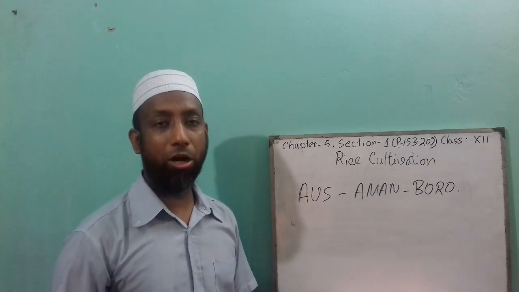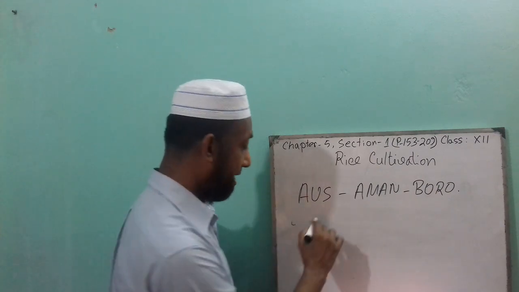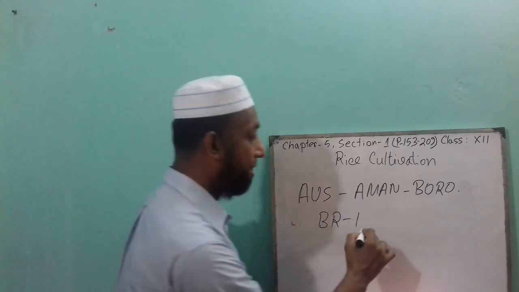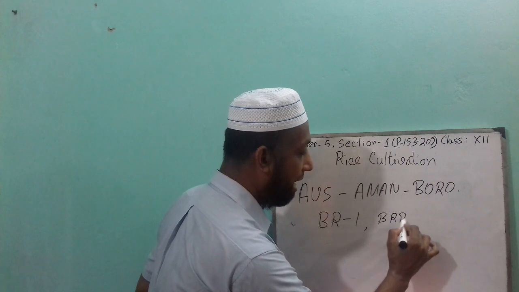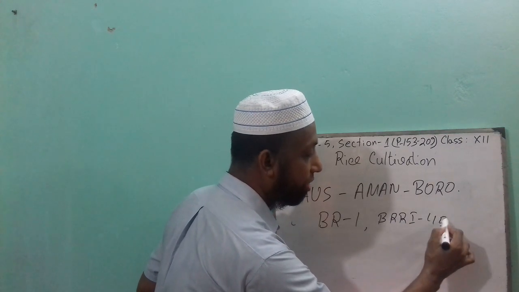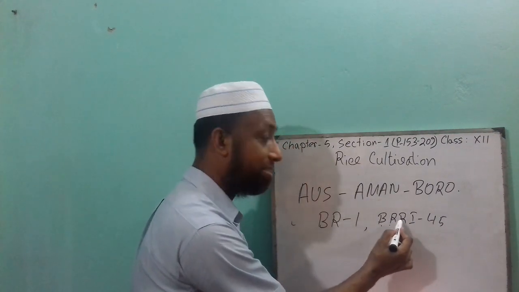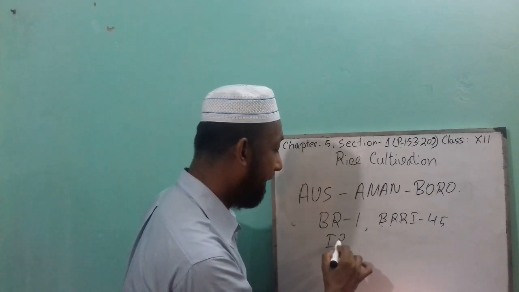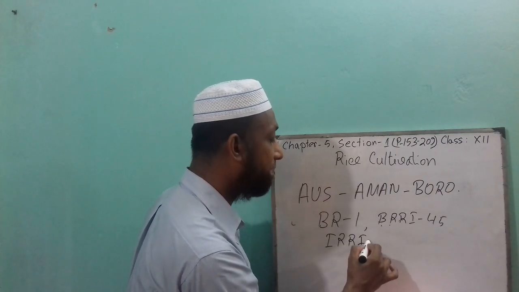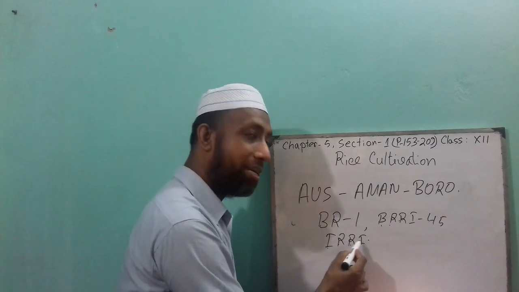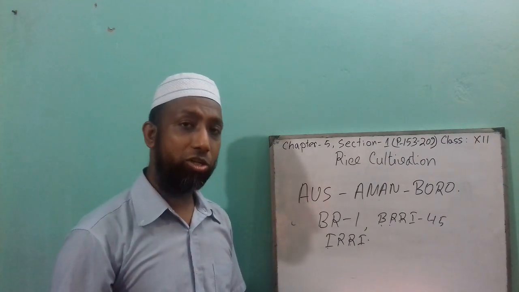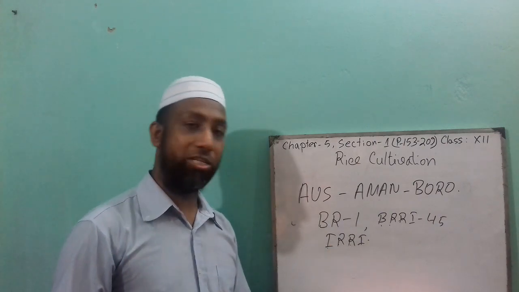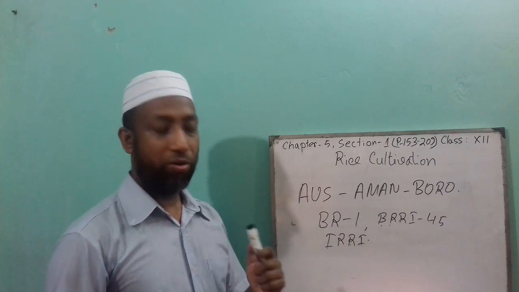Some examples of rice varieties are BR1, that is Bangladesh Rice, then BRRI 45, which is from the Bangladesh Rice Research Institute. Even some varieties are IRRI, which is the International Rice Research Institute. That means the institute which invented the rice gives its name to the variety. This is the variety of rice.